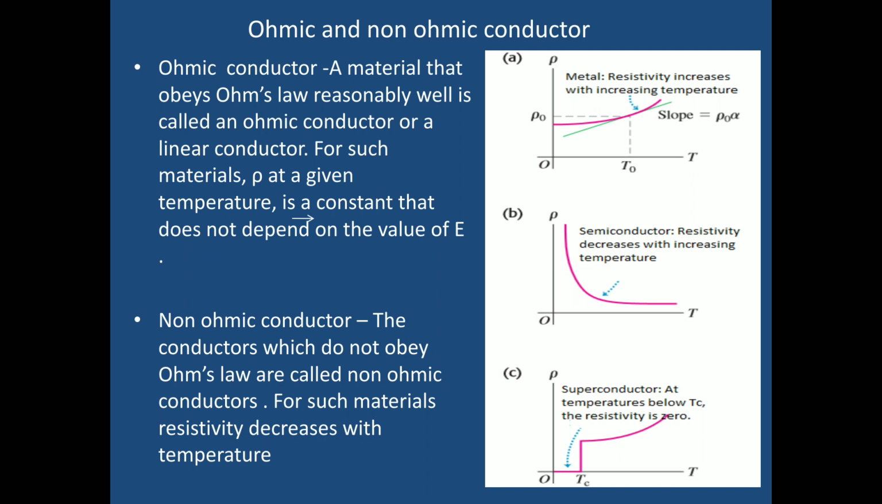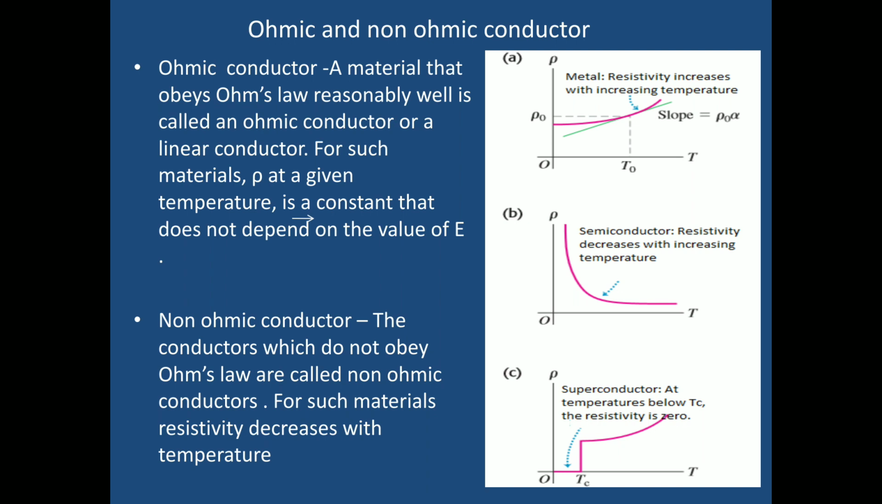Non-ohmic conductors do not give a linear relationship between V and I, which means they do not obey Ohm's law. And in this case, in terms of resistivity, the resistivity decreases with temperature. So, such types of conductors are called non-ohmic conductors.